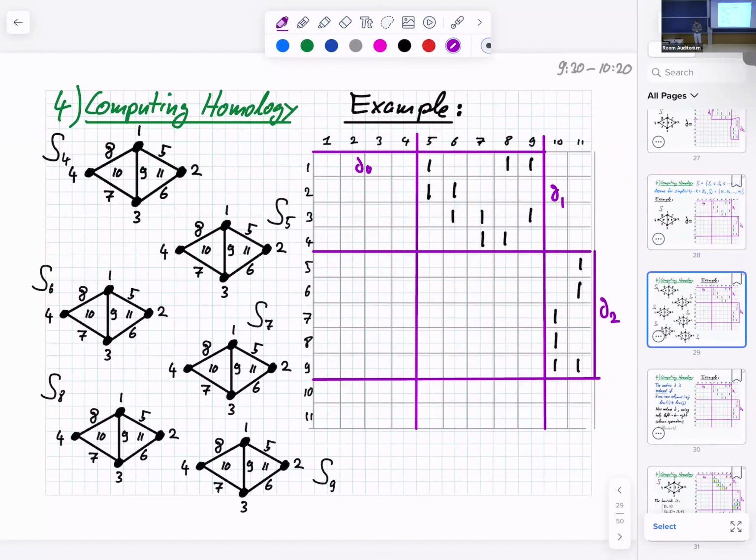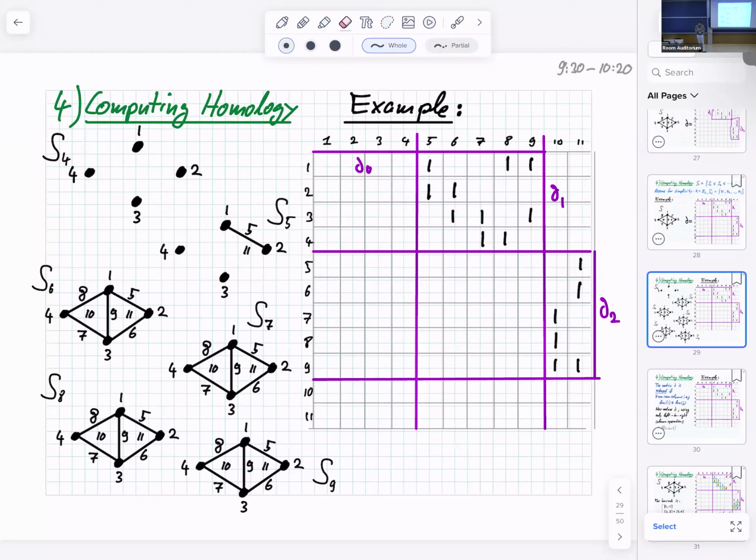So computing homology, now I come back to your filtration question. So let's visualize this a little bit. My S4 here is the simplicial complex when I introduce the first four simplices. The first four simplices, these are the first four vertices. So this one here is S4, you see it? Yeah. S5, I would introduce an edge. S6, I introduce two edges.